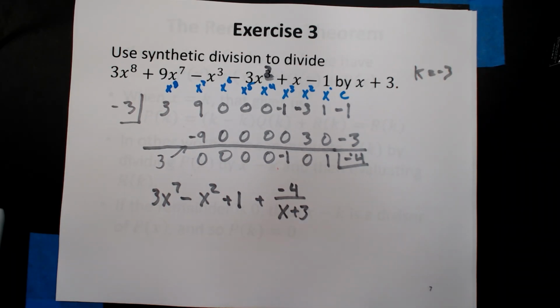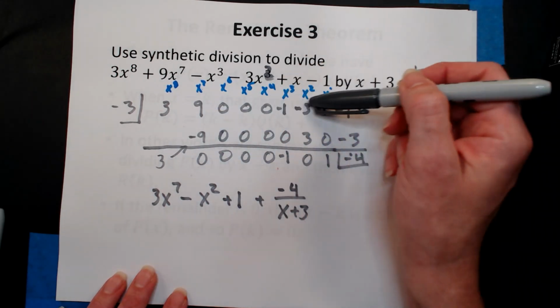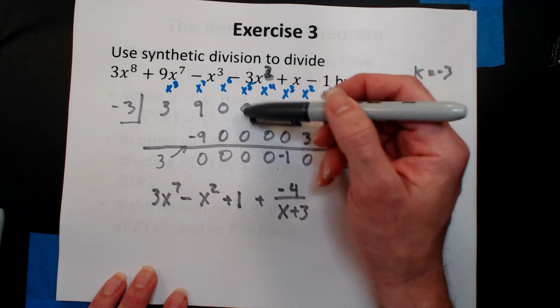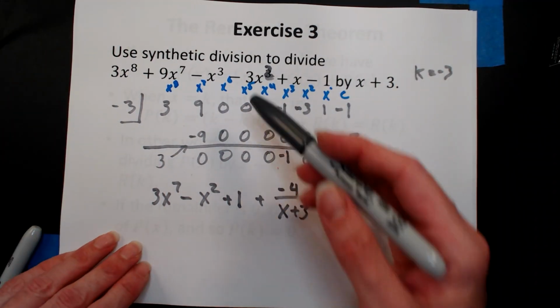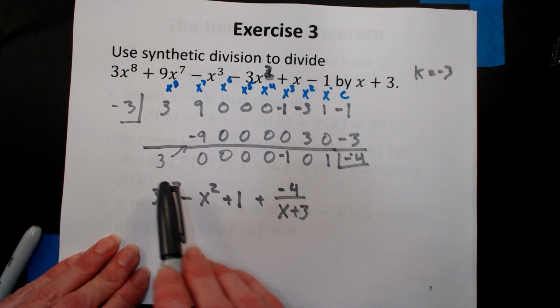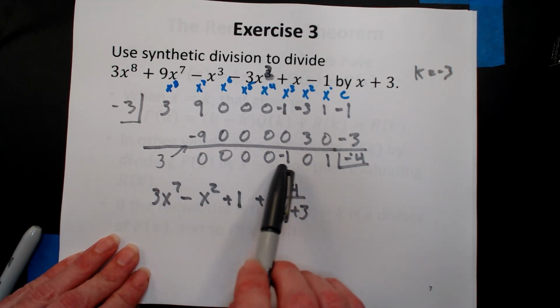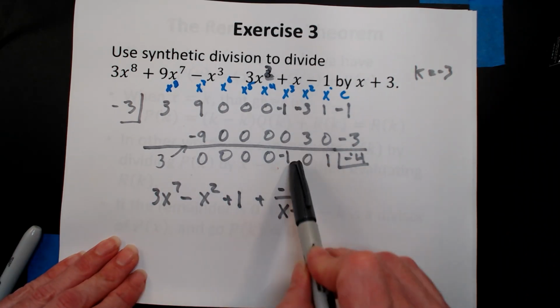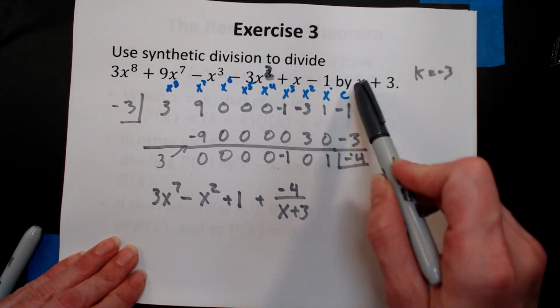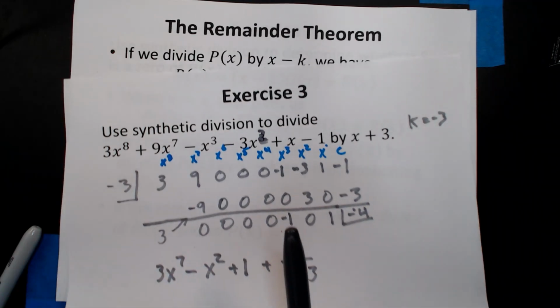So it's just important that you remember to skip every power. If you're missing a power, you need to skip a space, use zeros. Try to line up all your columns very well so you're not overlapping. And then remember, everything gets reduced by 1 power in the next row down. So this becomes an x to the 7th column, this became an x squared column, this became the constant column, and this constant column is now the remainder.